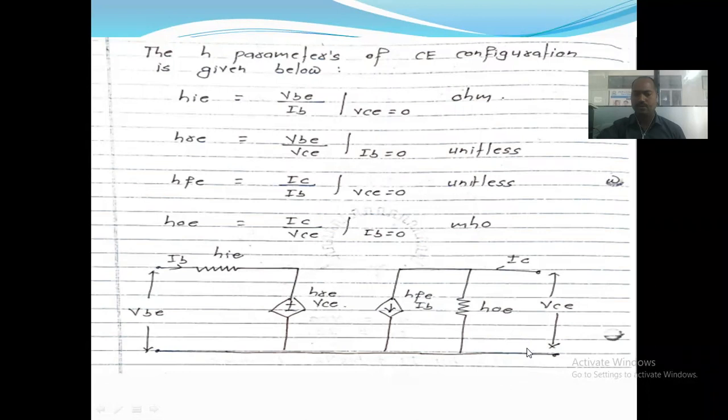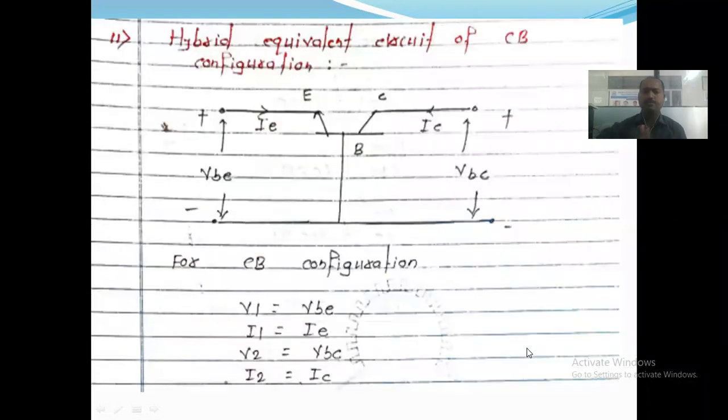Yes, sir. Okay. Now we have to see another revised part, that is the hybrid equivalent circuit of the CB configuration. See, the difference between the earlier configuration and this configuration is only that in this configuration the base terminal is common. Common indicates that it should be seen with respect to input as well as with respect to output. That's why it is called the common base configuration, right? So to see that configuration, we make this base terminal common.